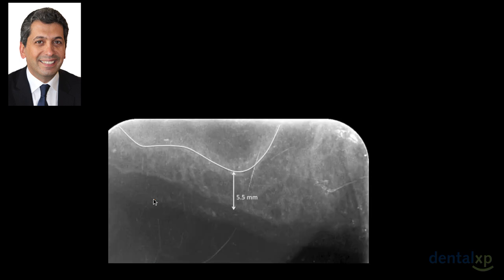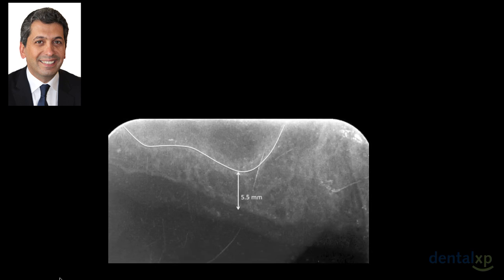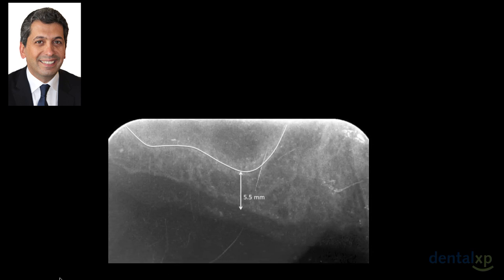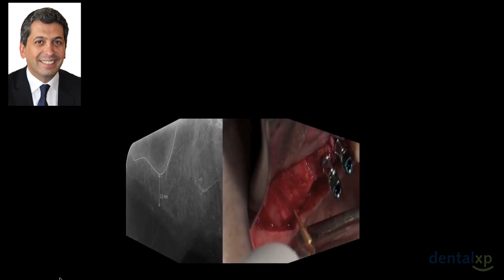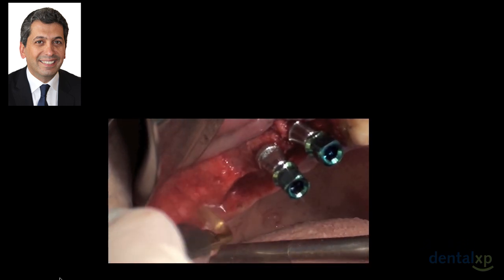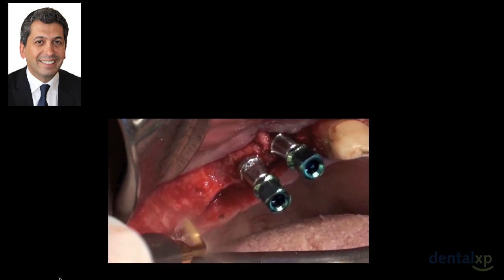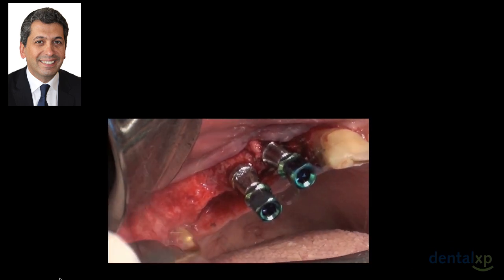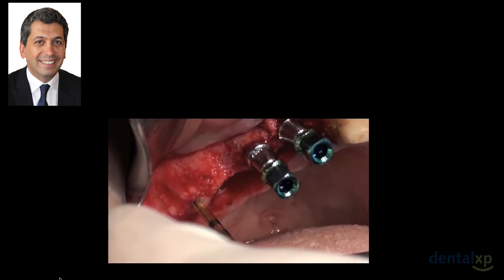In order to understand the surgical technique, I will show you this surgical video, where I have, in this case, 5 to 5.5 millimeters of residual bone. So what I do in this case, instead of going with an external or lateral approach, I can do the crestal approach. So we start preparing our implant site.